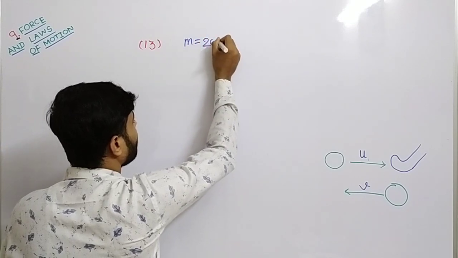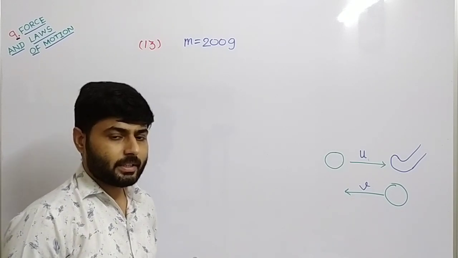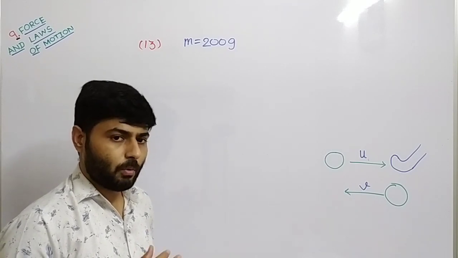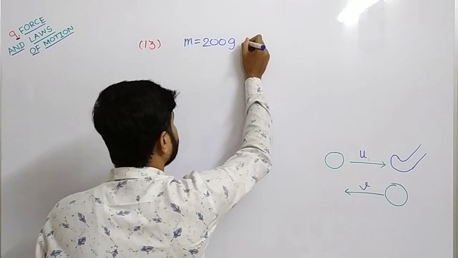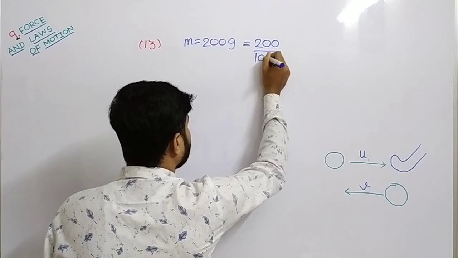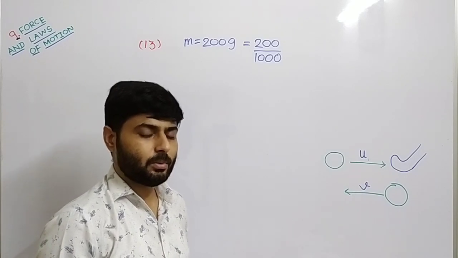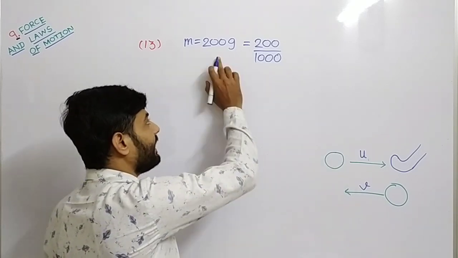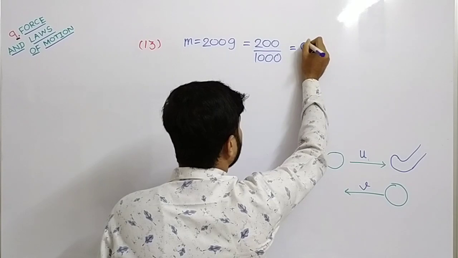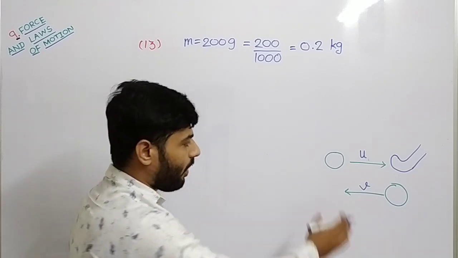is equal to 200 gram, and now tell me, this 200 gram is in SI unit? No, this is not in SI unit. So what we have to do? We have to convert it into SI unit, so I have to divide it by 1000. I hope you know 1 kg is equal to 1000 gram. So I have to divide this 200 by 1000, and I will get 0.2 kg as the mass of this ball.